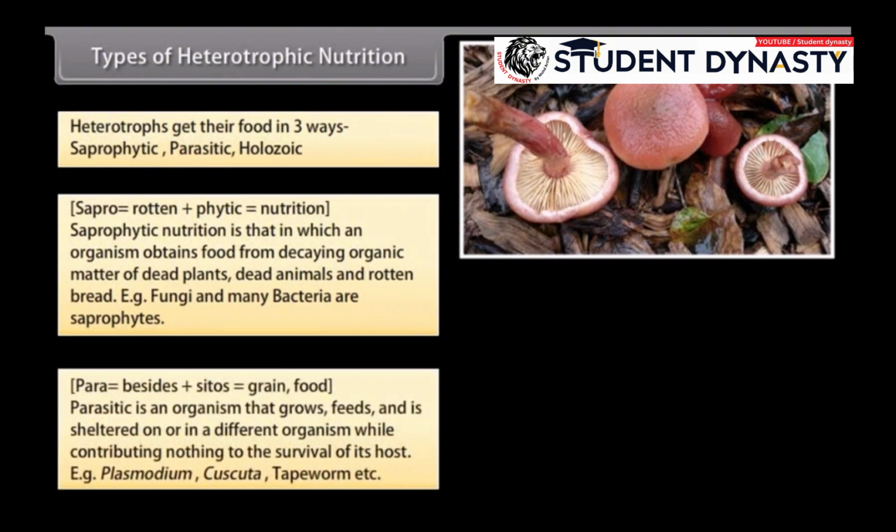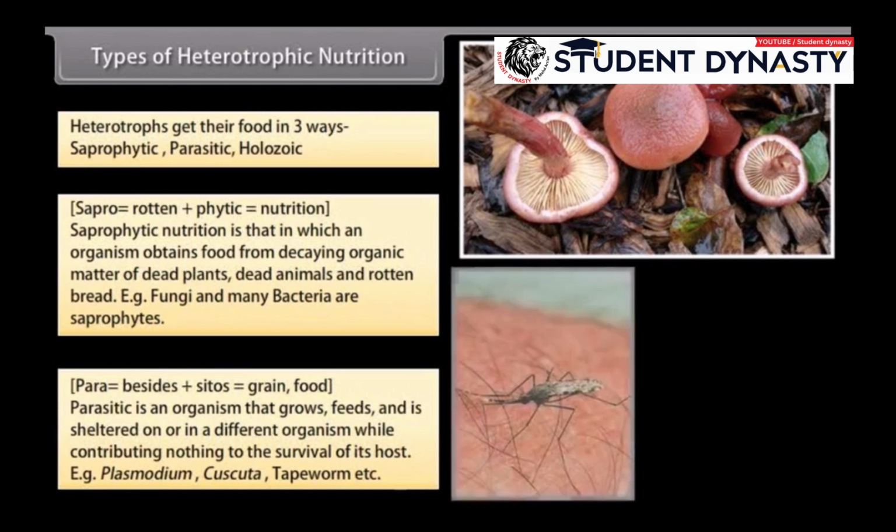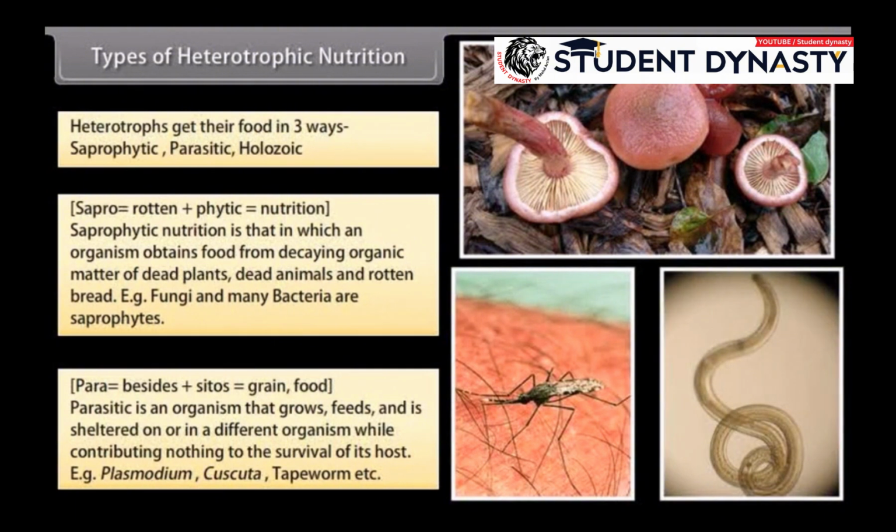Para means besides, and cytos means grain food. A parasite is an organism that grows, feeds, and is sheltered on or in a different organism while contributing nothing to the survival of its host. That is, Plasmodium, Cuscuta, tapeworm, etc.